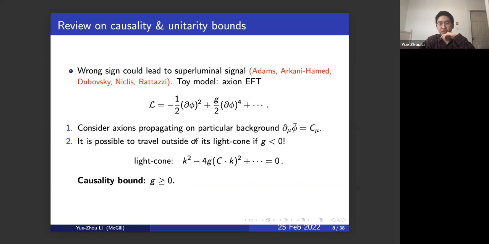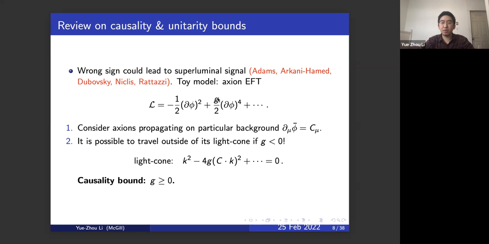I mean, this paper considered this sort of model. So if we consider the action propagating on a particular background, which I denote as phi bar, where the derivative of the background is a constant vector, then the authors find that it is possible for the fluctuation of the scalar field to travel outside of its own light cone if we have the wrong sign of this coupling constant, this Wilson coefficient G.